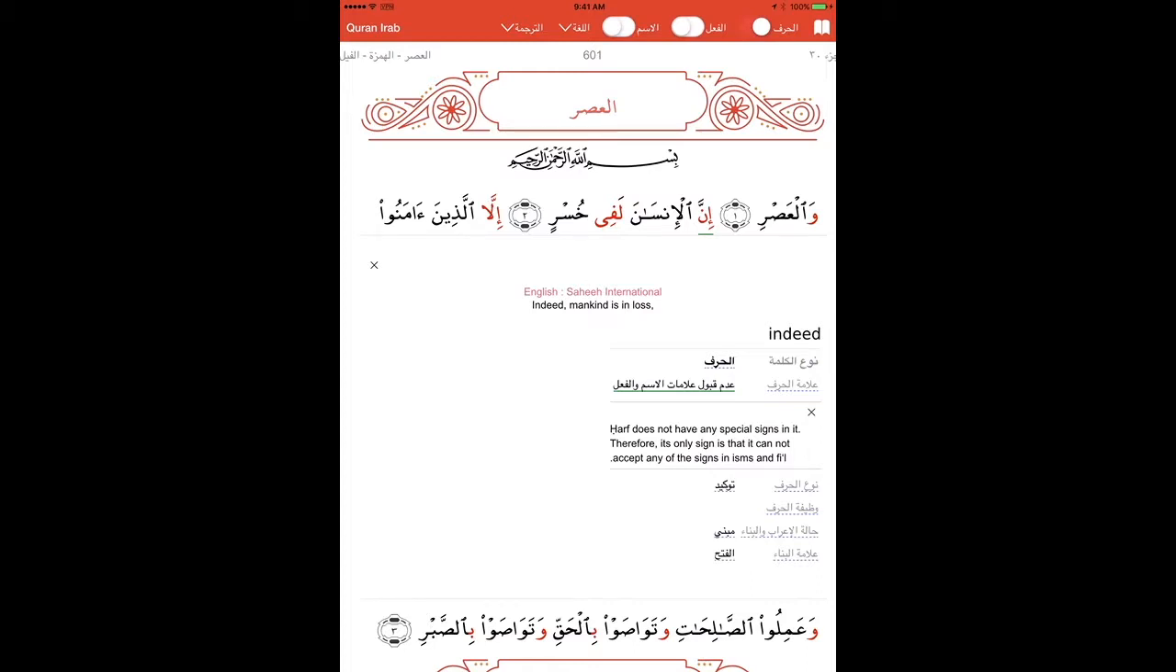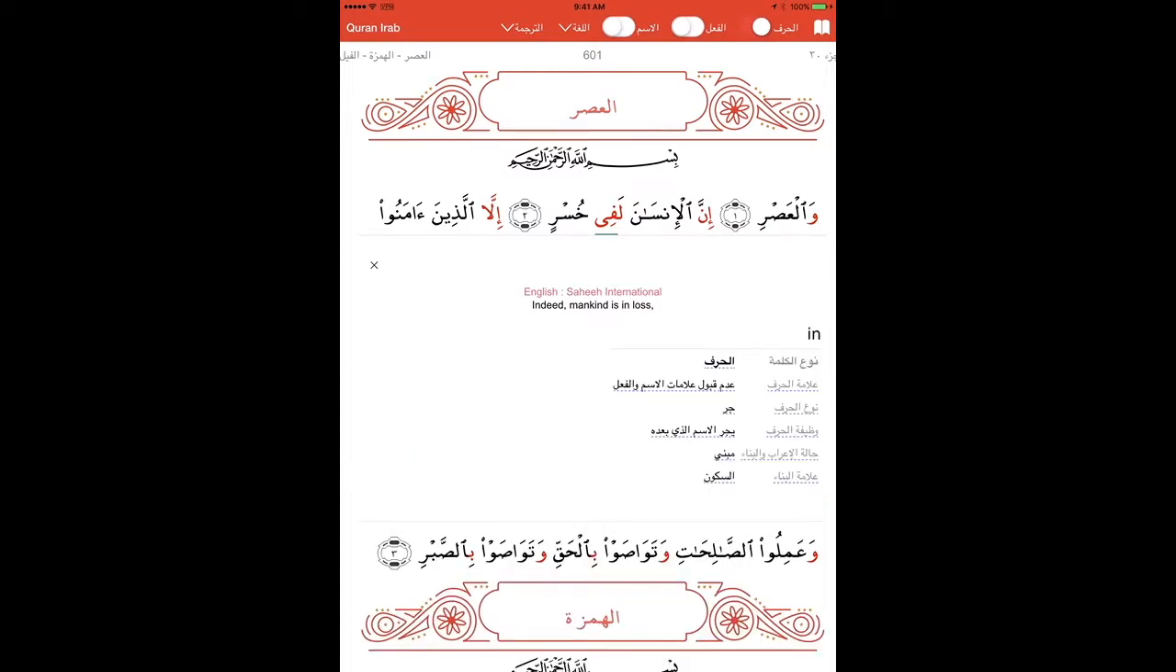And then the next one is la and fi. We're going to look into fi. Fi here means in, and it is a harf. Again, the sign is the same, that you don't see the signs of isim, you don't see the signs of fi'al, therefore it has to be a harf. And the type of harf is harful jar. What is the function of harful jar?